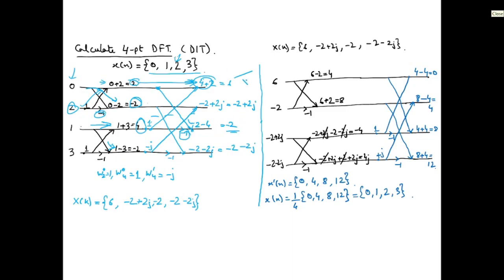So this is x of 0, this is x of 1, x of 2, x of 3. Okay, so our answer is this. So now if I have to do the IDFT, what I have is x of k equals this thing. Now what should be my input sequence?